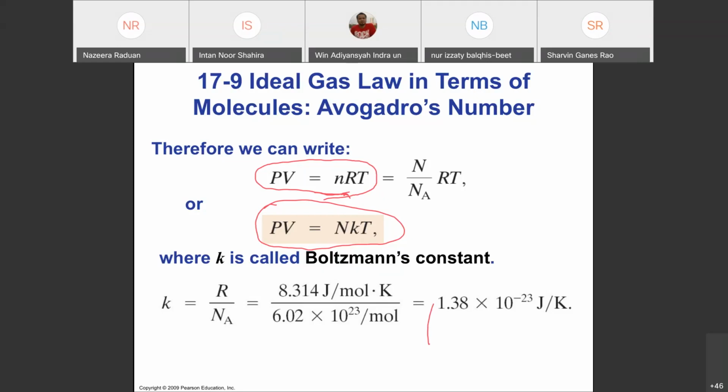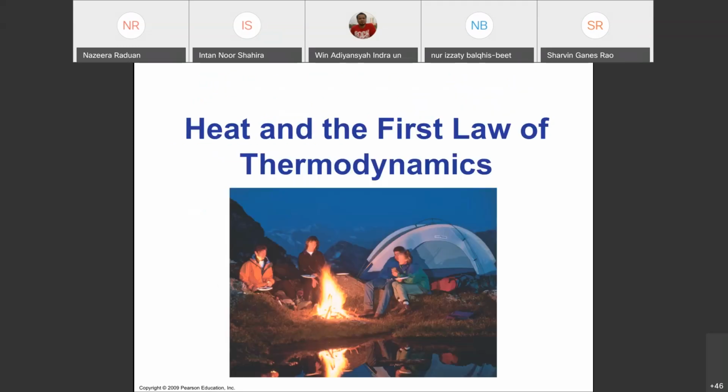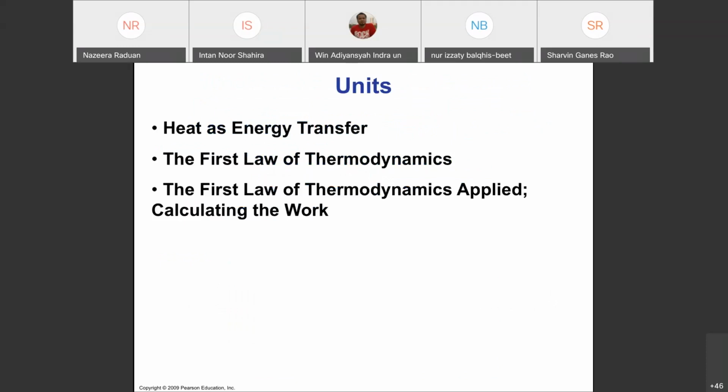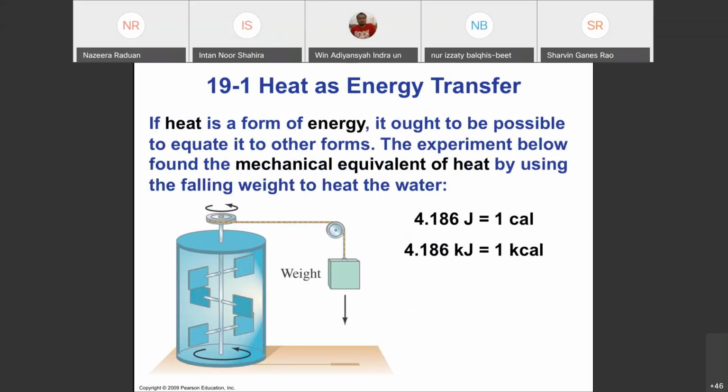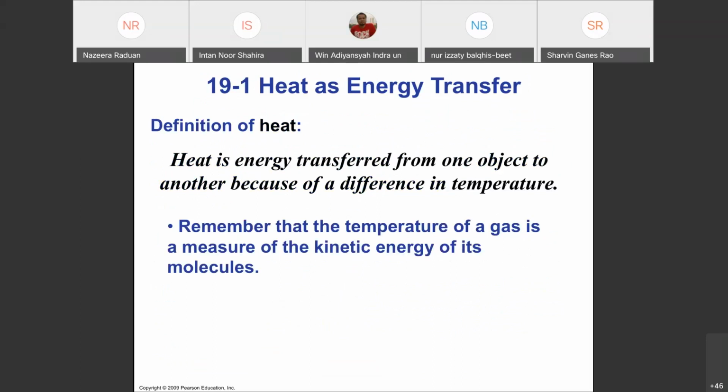Okay, let's see. I want to discuss the first law of thermodynamics. This is heat as energy transfer. Heat is energy transfer from one object to another because of a difference in temperature. Like I mentioned just now, when we put hot water and cold water side by side, they have a difference in temperature, but if we connect them, the heat from the hot one will transfer to the cold one.